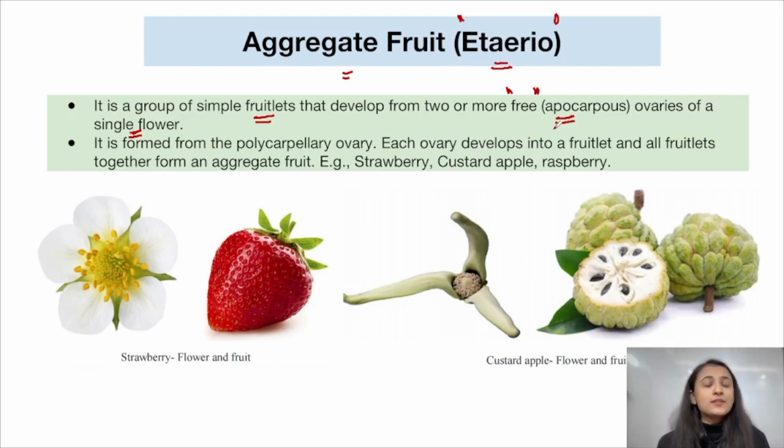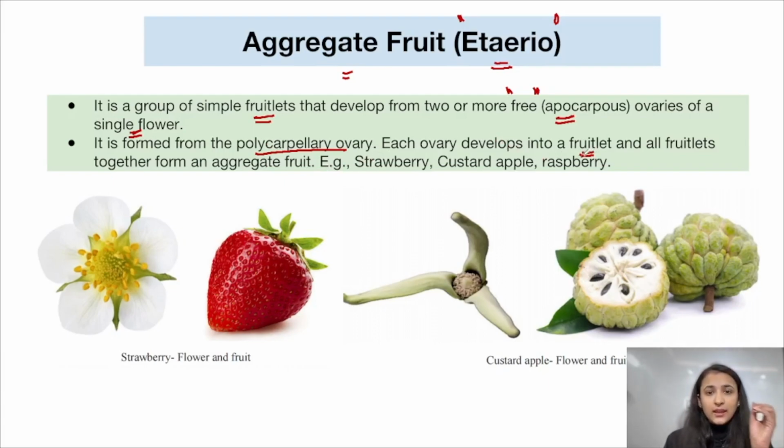So the condition has to be apocarpous, because apocarpous condition means numerous carpels are present which are not fused with each other. So multiple free ovaries are there. So it is formed from a polycarpellary ovary. Numerous carpels are there which are not fused with each other, and each ovary develops into a fruitlet.